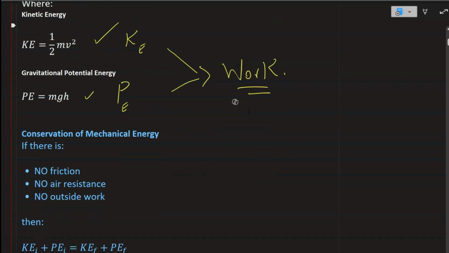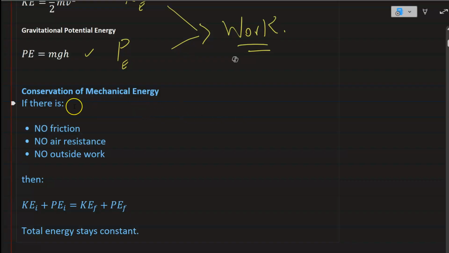Okay, conservation of mechanical energy. If there is no friction, and if there is no air resistance, and if there is no outside work, this is when conservation of energy applies and it holds. Other than that, it does not hold. Just remember that. It has to follow these three conditions.